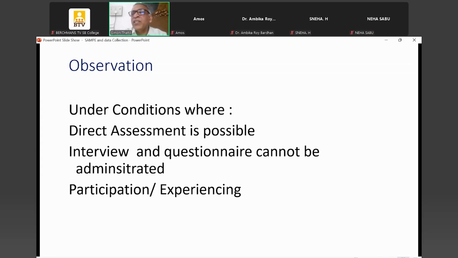Also understand that some primary data at times is collected, or can be collected, only through observation. Or there are cases where both interviewing and questionnaire are not possible. Those are the conditions which I have now given there. Direct assessment is possible. That means I can see and understand the conditions, so I need not actually ask questions. I can take pictures and validate it. I can bring recordings and validate it.